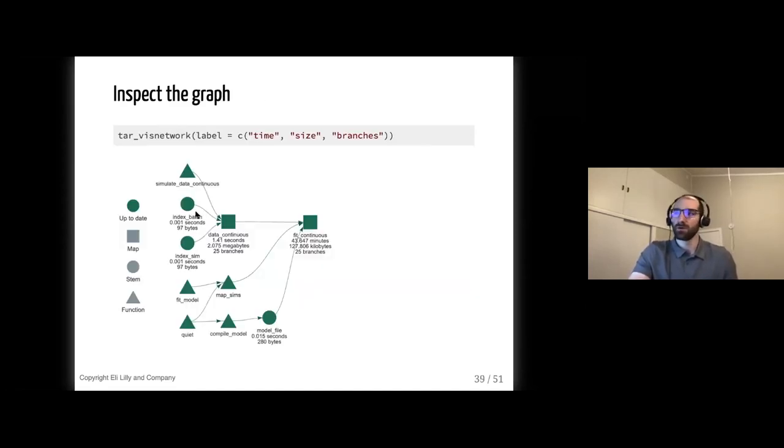So we're going to go ahead and visualize the graph just to make sure that things are up to date as they should be. For me, if we add up the runtime of all those models, it took a total of about 44 minutes. So by skipping this step in subsequent runs of the pipeline, we save a whole lot of time.